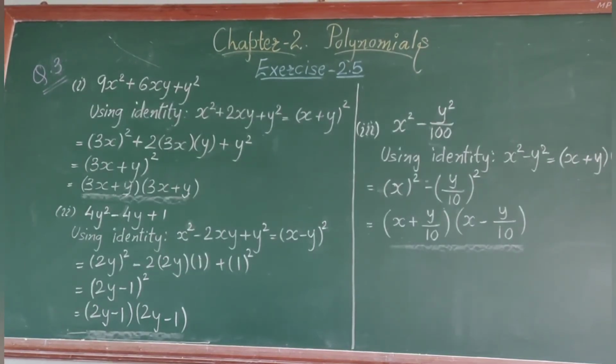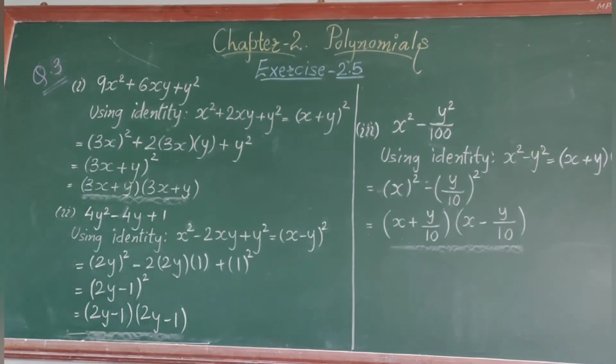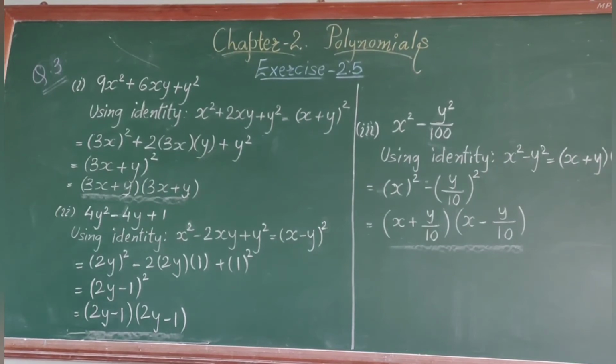Question number 3. Factorize the following using appropriate identities. Again, factorization is given. So we have to factorize the given expressions using the appropriate identities. It means you have to look at the given question and then apply the appropriate identity. Question number 1. 9x square plus 6xy plus y square.